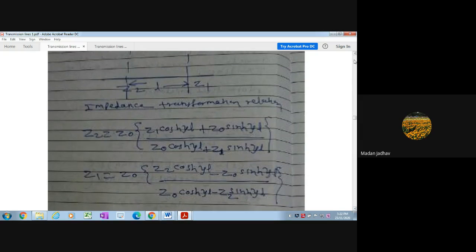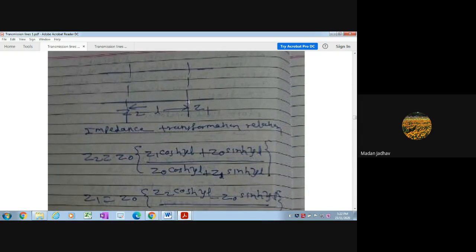We will see that. Suppose the impedance at this location is Z1, the impedance at this location is Z2, and the distance of Z2 from Z1 is L meters or L units. If Z1 is known to you and you want to find Z2, then by using this equation it is possible: Z2 = Z naught (Z1 cosh γL + Z naught sinh γL) / (Z naught cosh γL + Z1 sinh γL). Because actually you know the characteristic impedance.